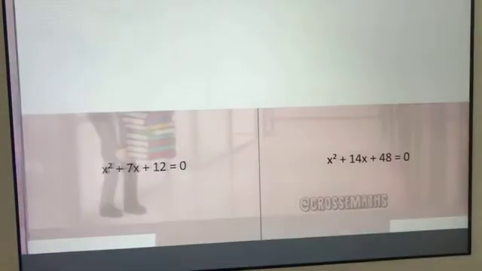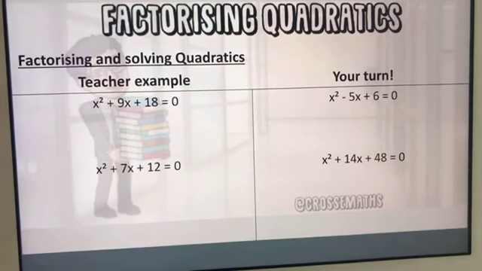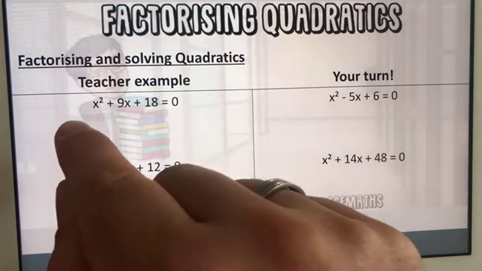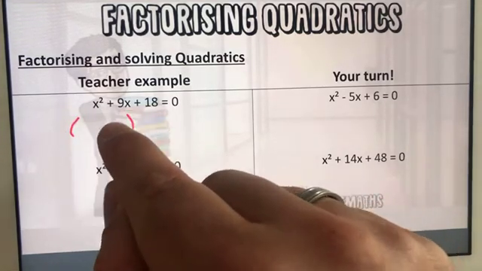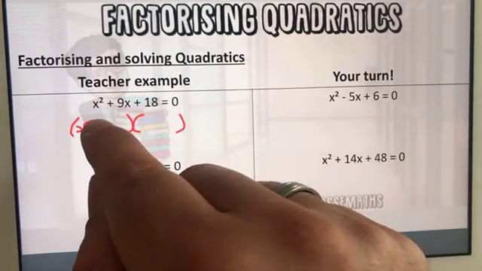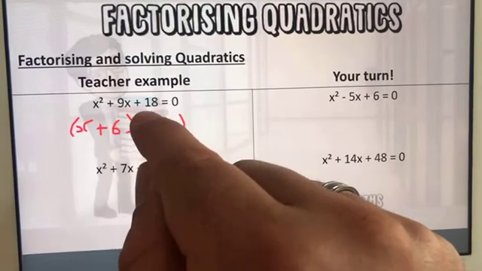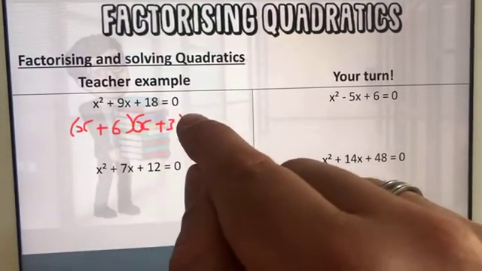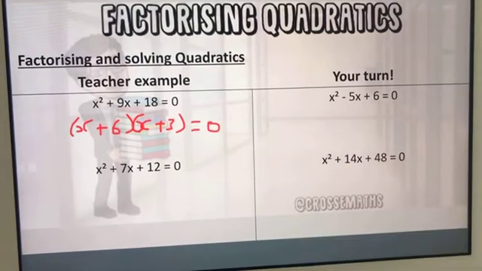Right then, guys, so moving on to the solving part, okay? Every single GCSE criteria question will always have a solving aspect at the end. These are the examples we did earlier on. If I go back to what we did earlier, we had x plus 6 and x plus 3 for the first one. That was what we did to factorise it, and all that was equal to 0. That's what we decided.